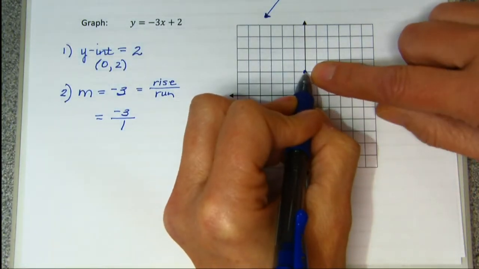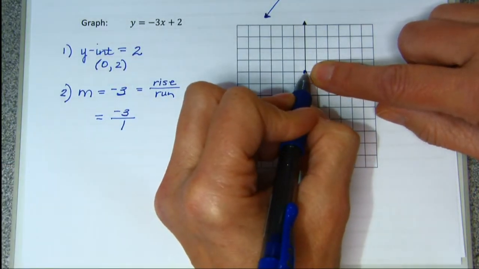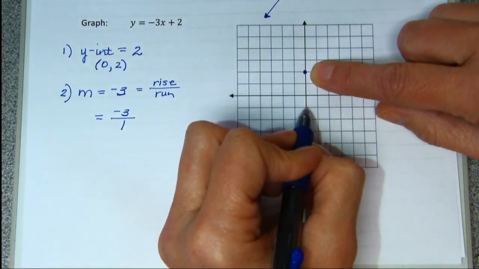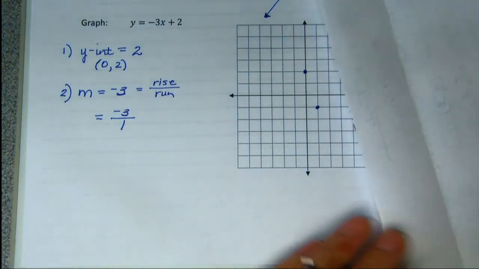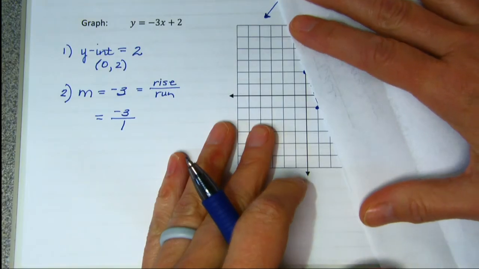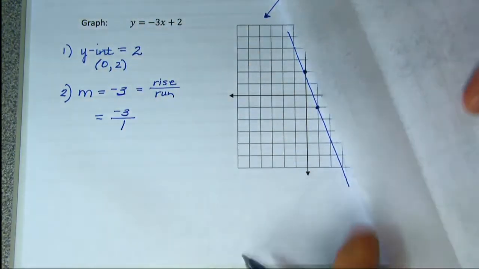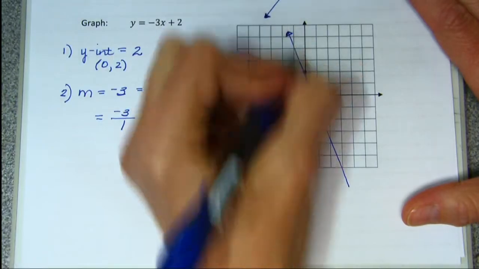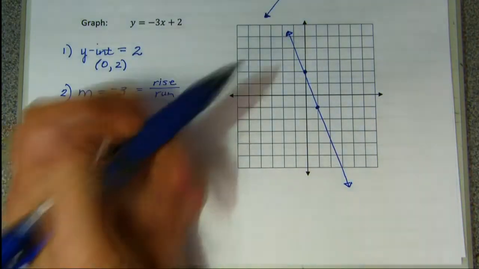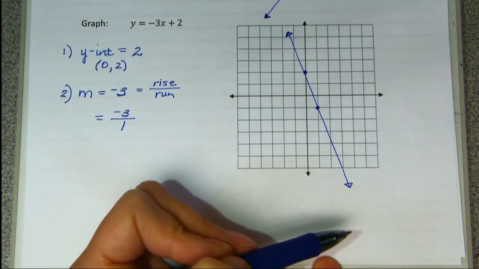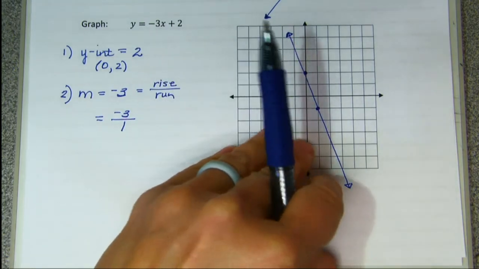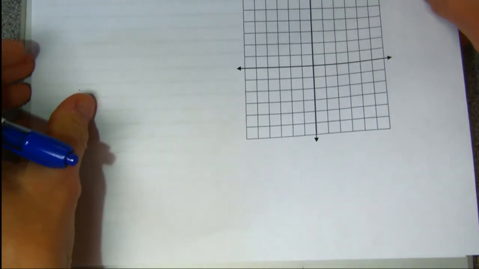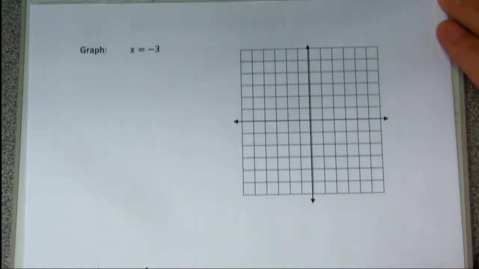Well, to write a whole number in fractional form, you just put it over 1. So I would go rise, negative 3, that tells me to go down 1, 2, 3, run, positive 1, go to the right 1, and then connect my 2 points. And then I want to ask myself, does my line make sense? From left to right, it goes downward, which means I should have a negative slope. And sure enough, I have a negative slope. So I know I'm okay.